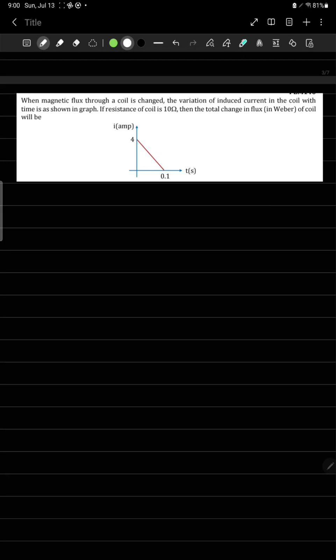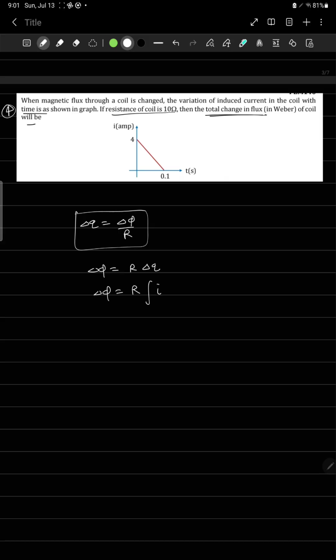Okay, so next question, the fourth one. When magnetic flux through a coil is changed, the variation of induced current in the coil with time is shown as in the graph. The resistance of the coil is 10. The total change in flux of the coil will be? So we know there's a relation between delta Q and delta phi. I hope you know this relation. So delta phi is equal to R delta Q, and delta Q is the charge flown, which can be written as integration I dt. Right, that is the relation between delta Q and current, from current electricity. Delta Q is equal to integration I dt. So I use this formula here.